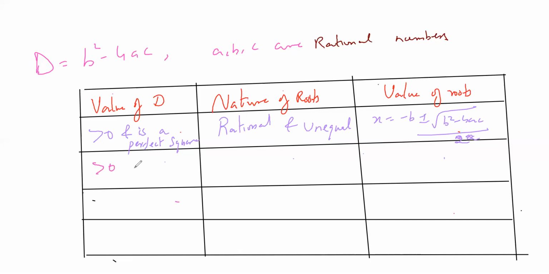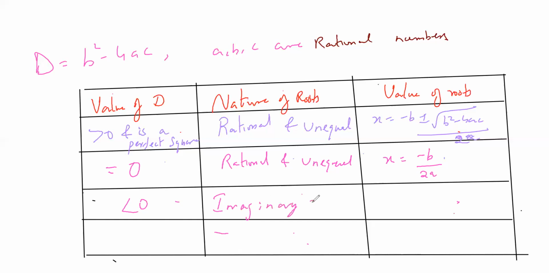Next one greater than 0 and is a perfect square. So let us do the same thing. I think equal to 0. Equal to 0 will be fine. Rational and unequal. Same thing only. Only thing is instead of real, rational will come. Last one less than 0. Imaginary roots.